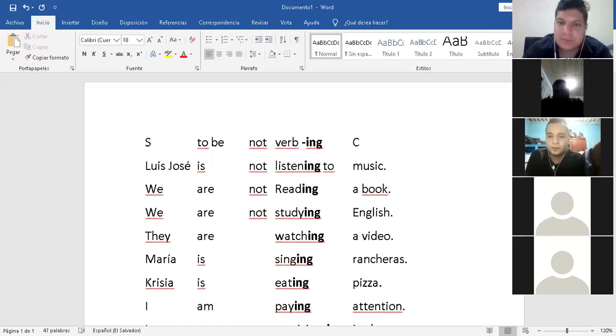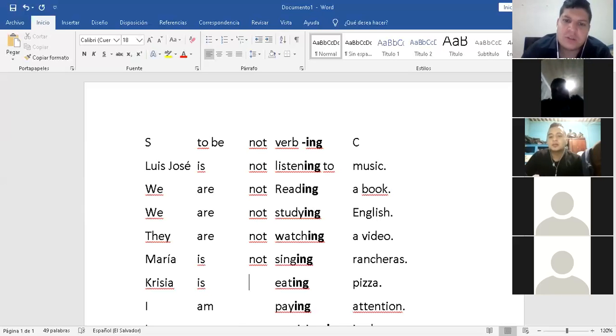We are not studying English. No estamos viendo... Ellos no están viendo un video. They are not watching a video. María no está cantando rancheras. María is not singing rancheras.